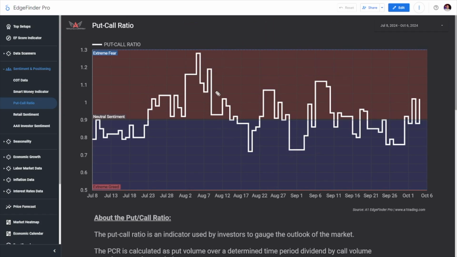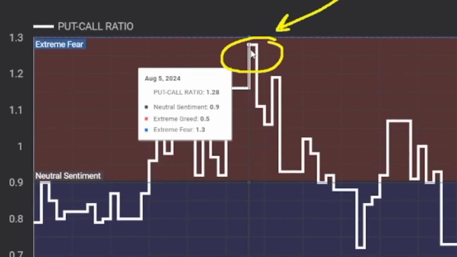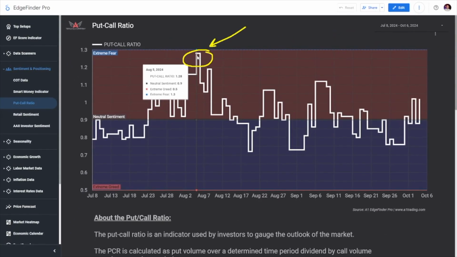I want to show you, for example, this indicator that I actually made some very good money off of. When I noticed that the put call ratio was reaching an extreme around the August 5th level, and if we go take a look at the S&P 500 chart, I actually went very long the NASDAQ and the semiconductors ETF SMH because I saw this extreme and I liked the other fundamentals as well as the top setups algorithm gave me a bullish reading. And I'll show you what that chart looks like real quick.